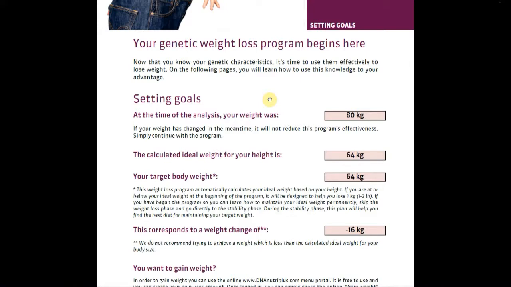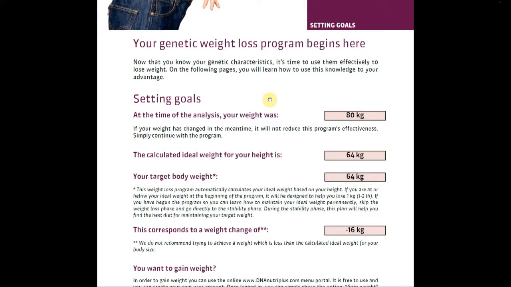Here you see the calculated ideal weight for your height. So the ideal body weight is determined by sex, body height. So it would be 64 kilograms for this person. It will be a different number for you.